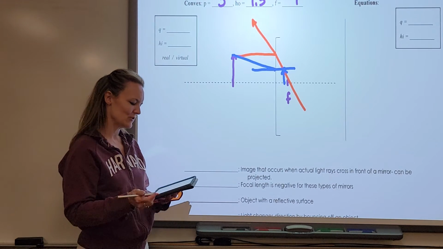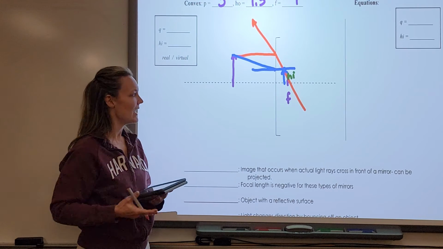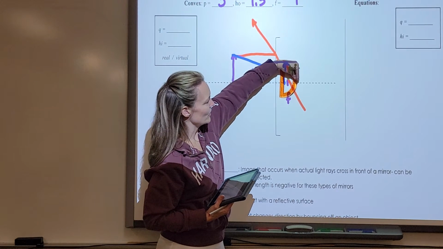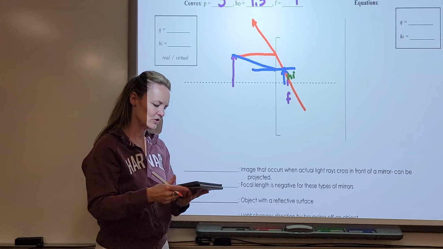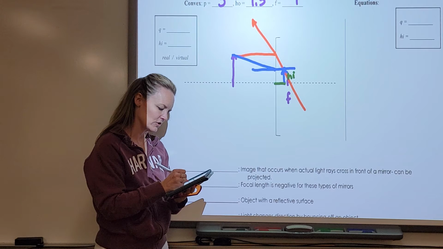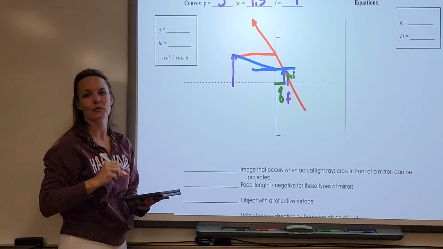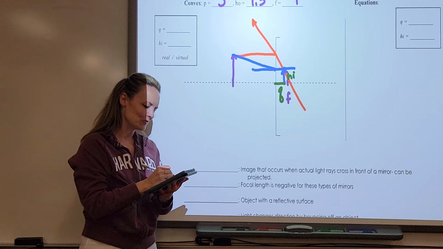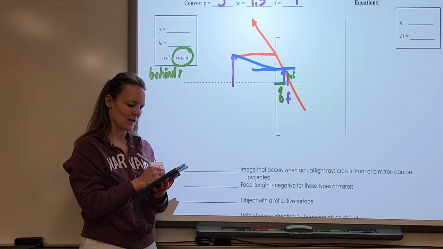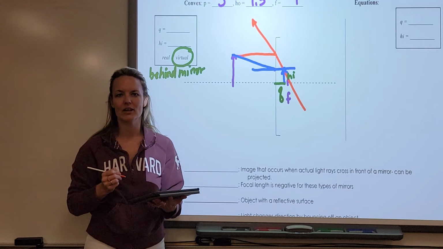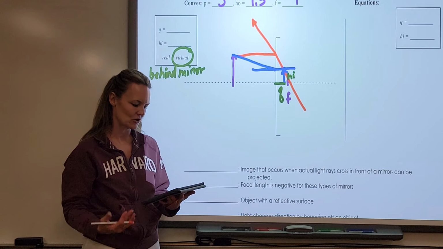You need to measure 2 things. You need to measure HI, that is the height of your guy right there, and you need to measure Q, which is the distance to where the image shows up. Okay, you're going to put your Q and your HI right there in the boxes, and then you should know that this is virtual because it is behind the mirror. We don't actually have any light going behind the mirror, we just have to draw it like it does. That's what makes it a virtual image.